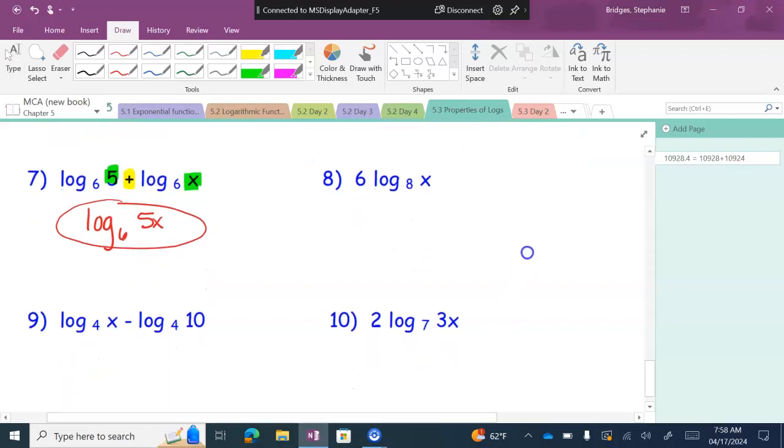Okay, try the rest. Try 8, 9, and 10. We're going backwards. Again, the very first thing you look for is, do my logs have a number in front that needs to be moved to an exponent? If so, yes, move it. If not, then you look at the operations. What am I doing? Am I adding or subtracting? So that way I know whether I'm supposed to multiply or divide. 10's going to be a little tricky. We'll talk about why once I get everybody a chance to do it.